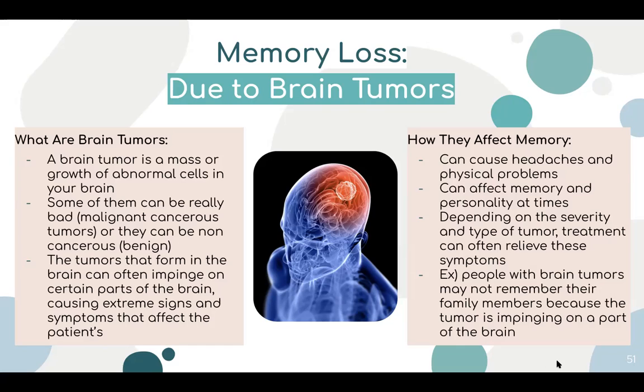For example, people with brain tumors may not remember their family members because the tumor is impinging on a part of the brain.